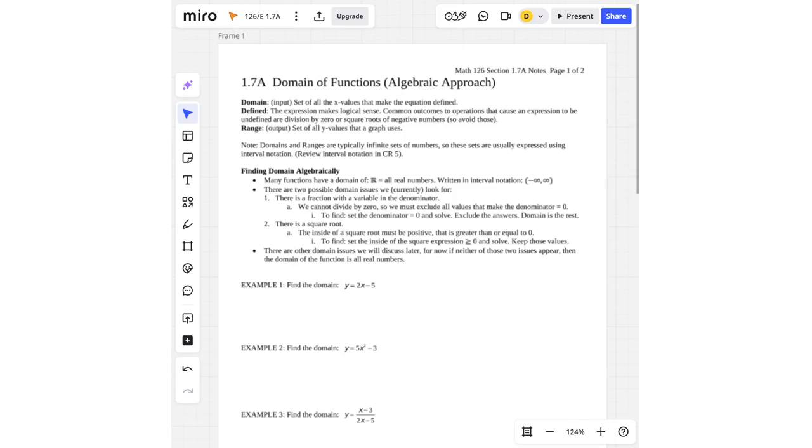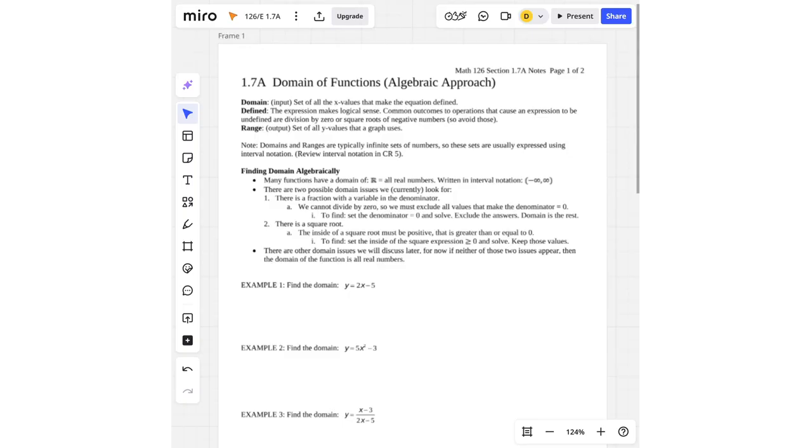Hi everyone. This lesson is on section 1.7 part A. We're actually breaking section 1.7 into two parts. So in part A, we're going to talk about the domain of functions algebraically.